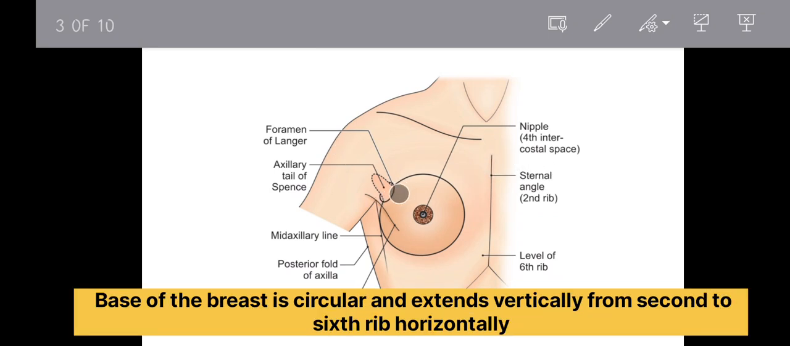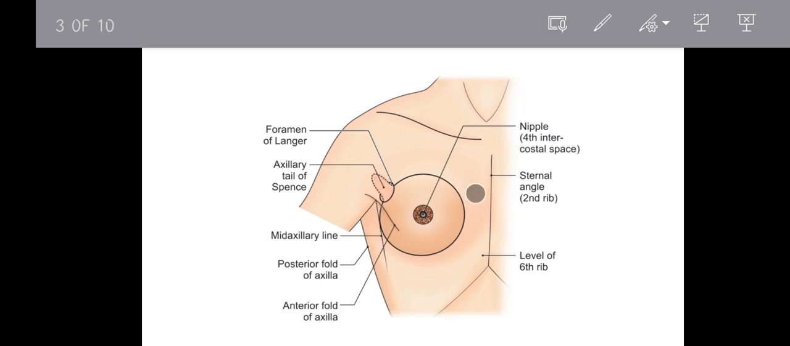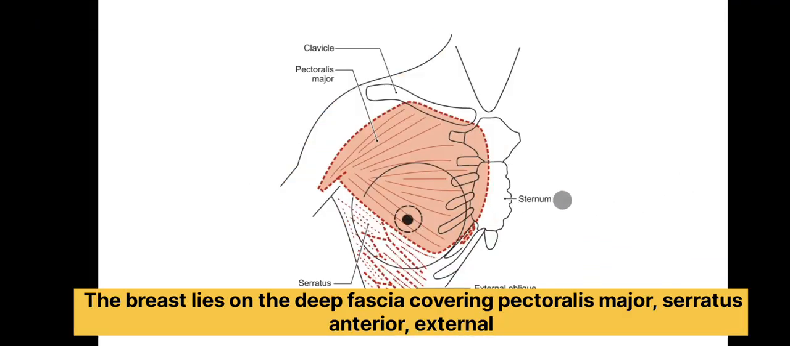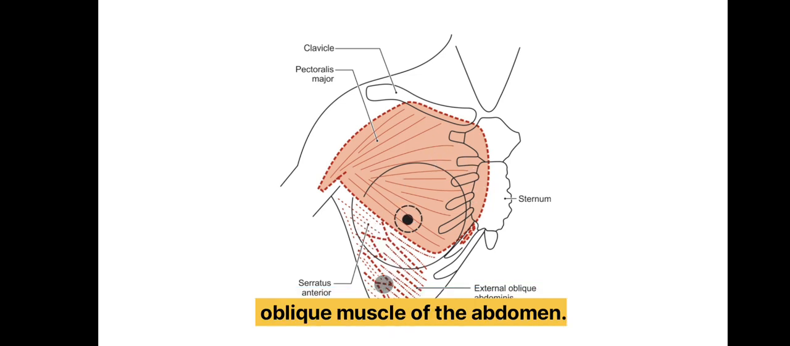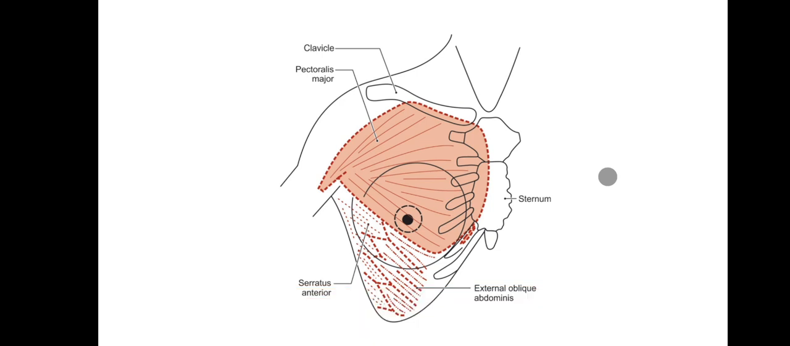The base of the breast is circular and extends vertically from the second to the sixth rib, horizontally from the lateral border of the sternum to the mid-axillary line. The breast lies on the deep fascia covering pectoralis major, serratus anterior, and external oblique muscle of the abdomen. The breast is separated from the deep fascia by the retromammary space.